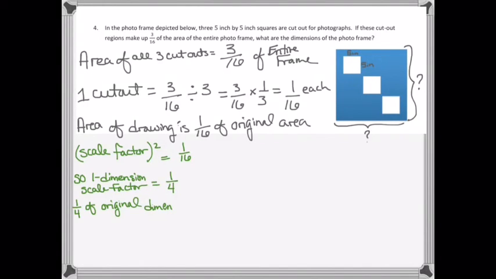So since we know that it's 5 inches there, we know 1/4 of the original dimension of the square is going to equal 5 inches. So to solve this, I can just say 1/4 times my unknown x equals 5. And then we'll multiply both sides by 4 and we'll get 20 inches. So my frame is a 20-inch by 20-inch frame.